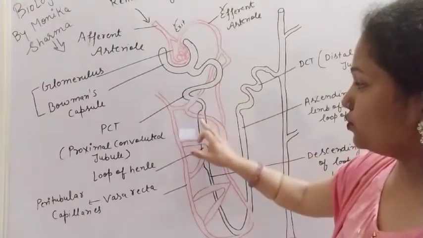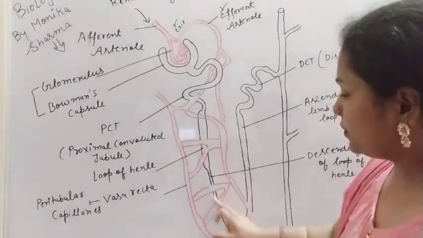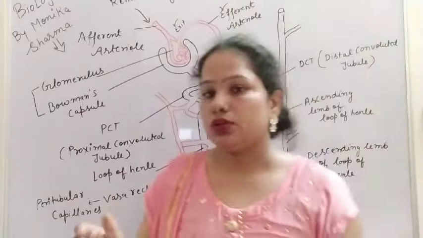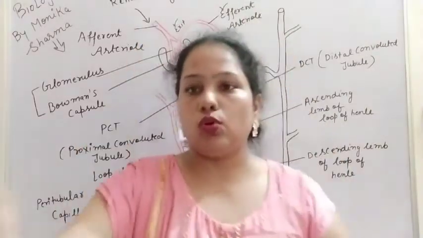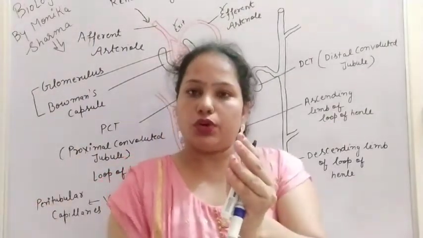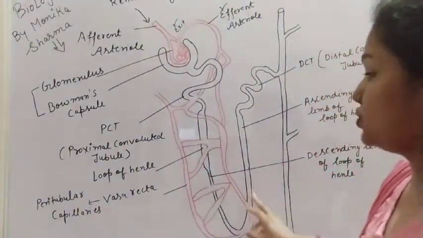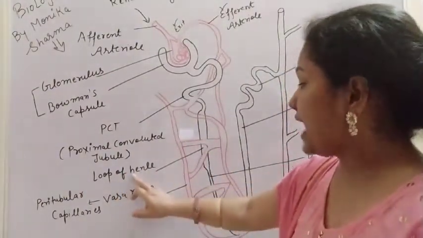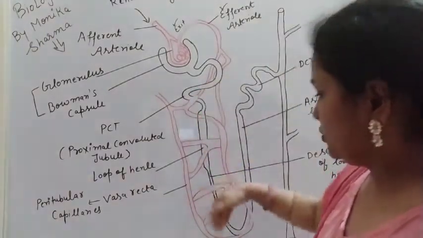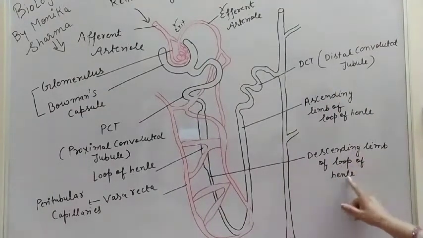Then it gives rise to a hairpin like structure, or we can say a loop, and that loop is similar to the hairpin. जो hairpin होती है उसके अंदर ऐसे दो lobes होते हैं और नीचे वो U shape structure बनाती है. So that is the hairpin loop like structure. So the name is loop of Henle, and this loop of Henle is going in the downward direction. So we can say descending limb of loop of Henle.